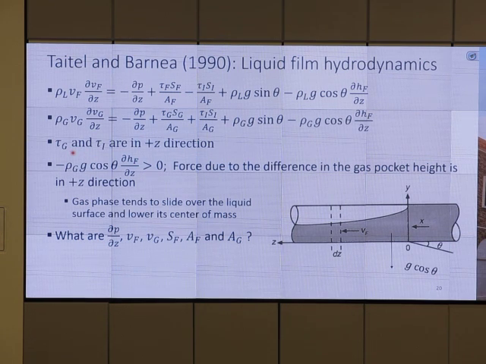Okay. Tau I and tau G are in the positive Z direction, or opposite to the flow direction. The gas phase tends to slide over the liquid surface and lower its center of mass. Does it make sense? When gas goes over the liquid phase, the liquid height shrinks, and the center of mass moves a little bit down. Okay, I ask you here, what is dP dZ? Akin, what is dP dZ?